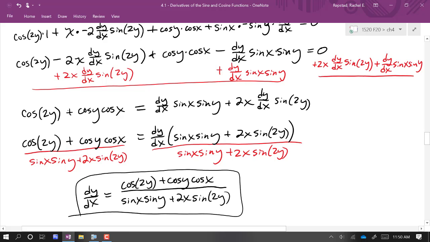You differentiate both sides with respect to x. You gather all of your dy dx's on one side, so that you can then factor that out and then divide and get your expression. The only thing different in this case is that we're learning to do this in equations that involve the sine and cosine functions.